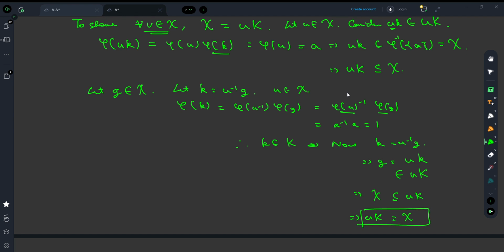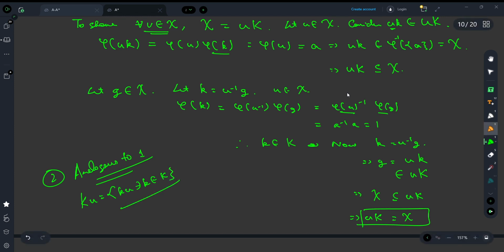What does this statement eventually tell you? 2 is analogous to 1. You just need to change the notation, nothing else. You just need to define the set Ku as k small u such that each k is in capital K. Yeah, that will do. Just that is what you require. But what does it tell you about the fibers?